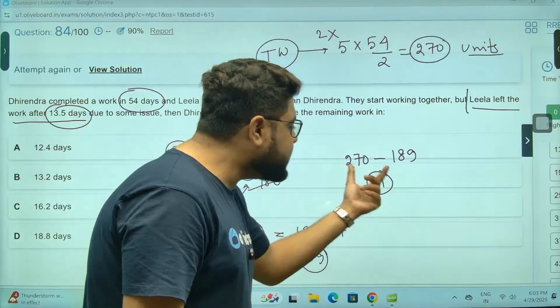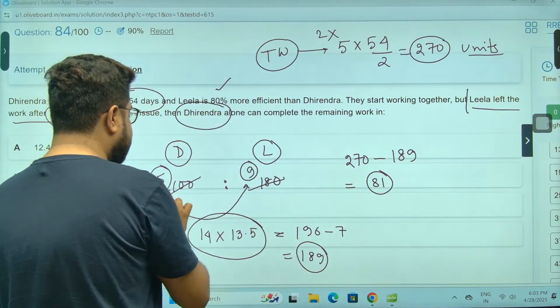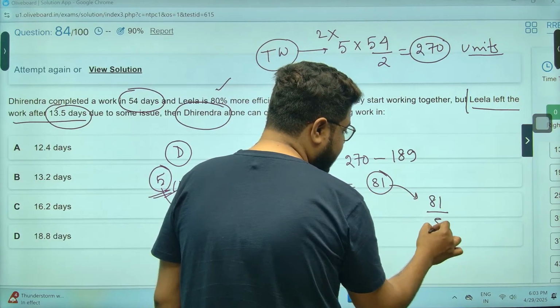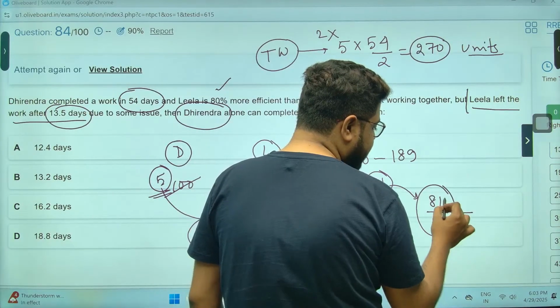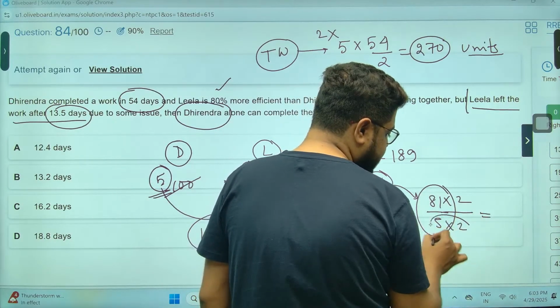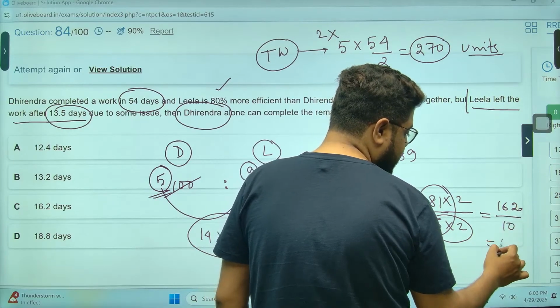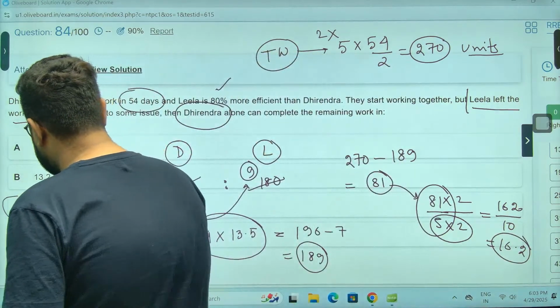Now, who will do this 81 units of work? Dhirendra will do. Dhirendra does 5 units per day. So how much time will Dhirendra take? 81 by 5, total work by efficiency. Multiply numerator and denominator by 2: 162 by 10, 16.2 days. Option C.